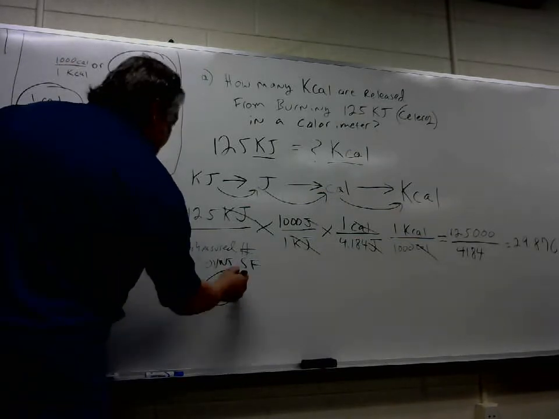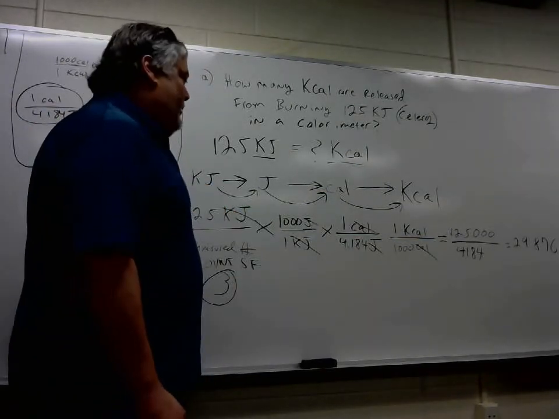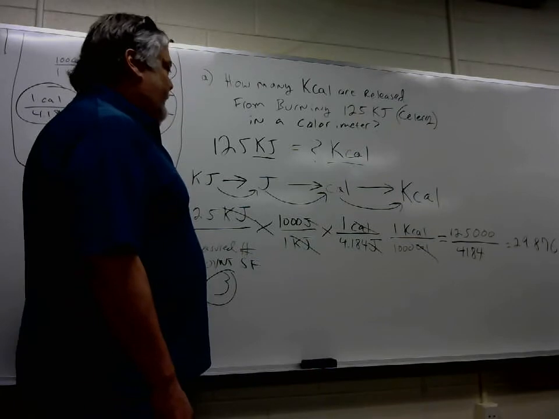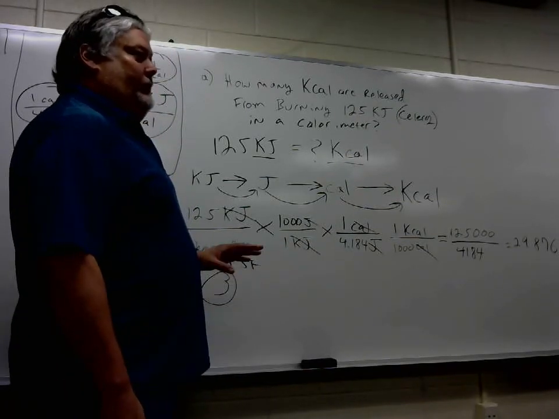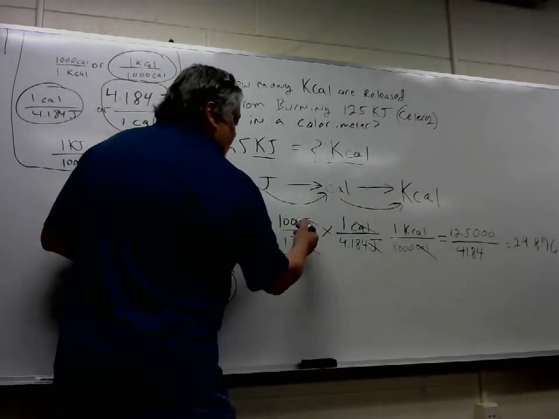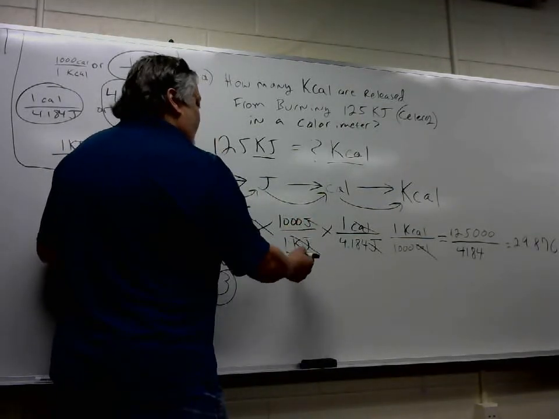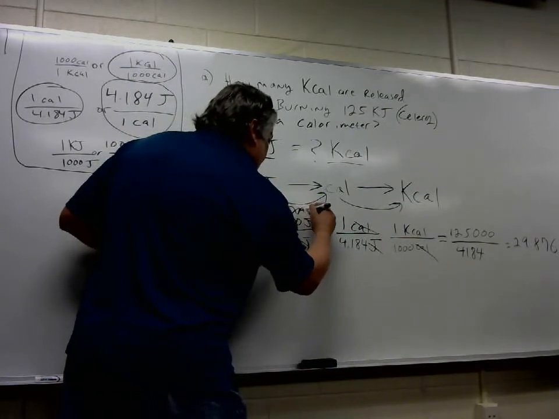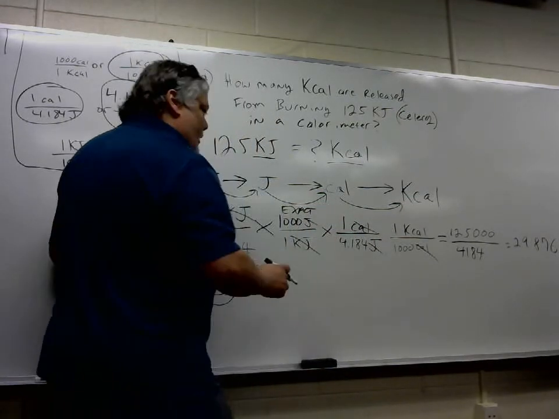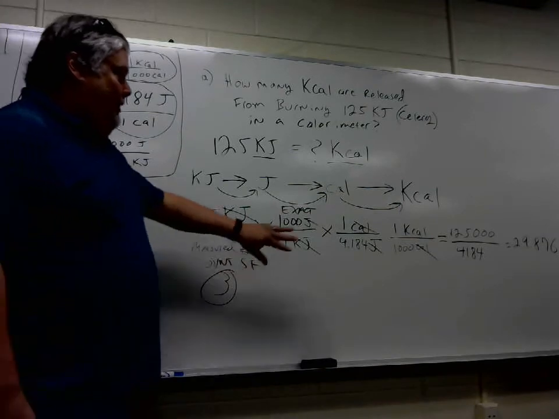Okay. This next conversion, 1,000 joules to 1 kilojoule. Metric to metric and standard to standard conversions are always considered exact. Okay, we know there's exactly 1,000 joules in 1 kilojoule, okay? So that's exact. So we do not count the number of significant figures in that one.